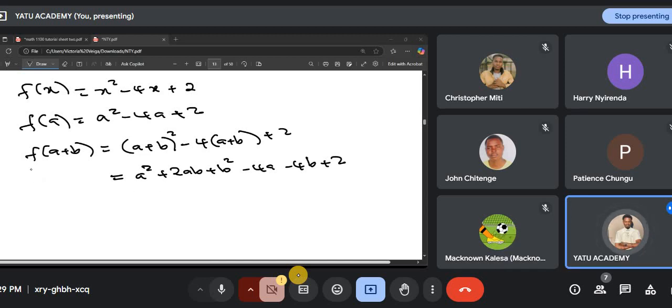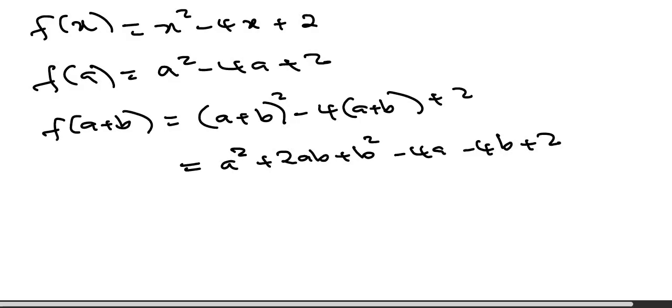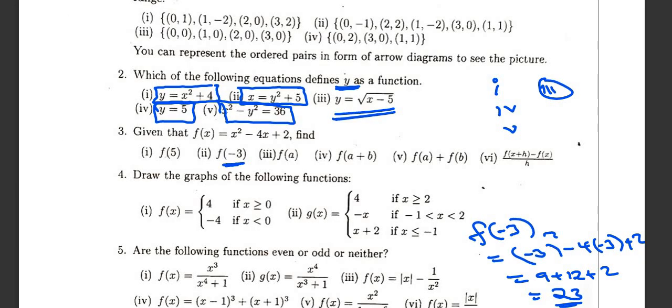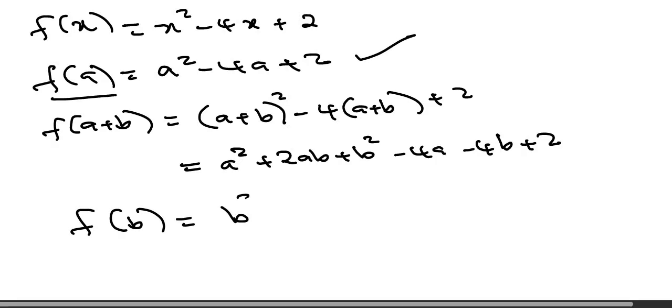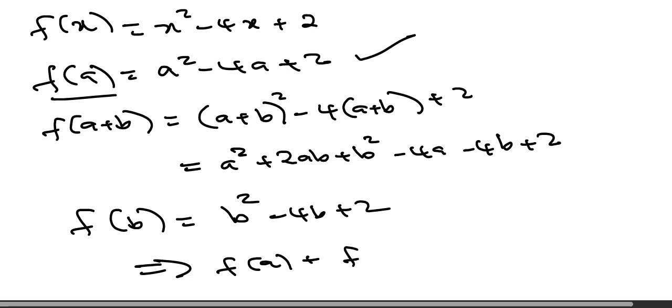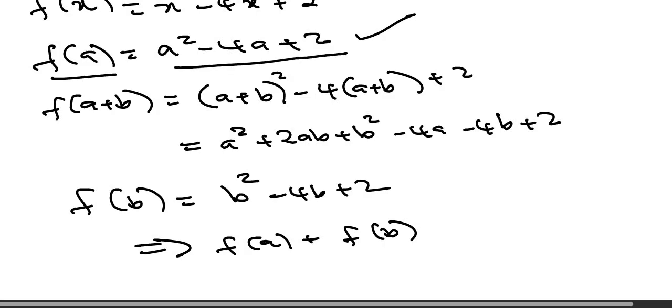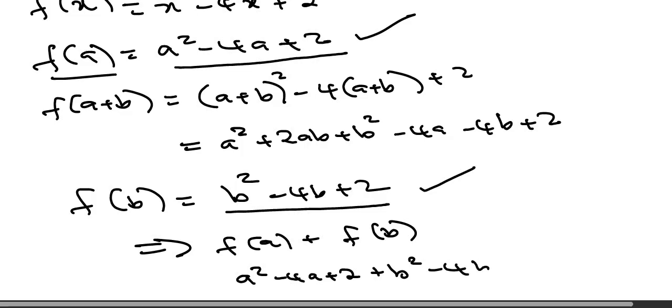They want us to get f of A plus B, meaning wherever there is x, we replace with A plus B. Then the next one, they're asking us to get f of A plus f of B. We already have f of A here, so we just have to get f of B. F of B will be B squared minus 4B then plus 2, implying that f of A plus f of B is f of A, which is A squared minus 4A then plus 2, plus f of B, which is simply B squared minus 4B then plus 2.